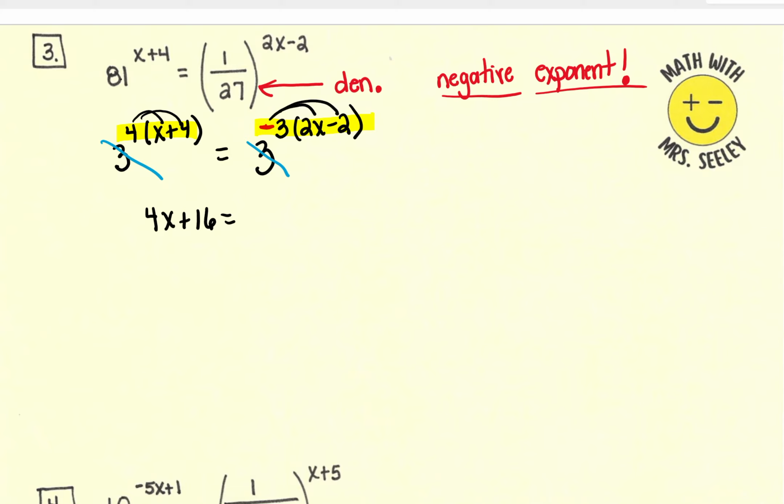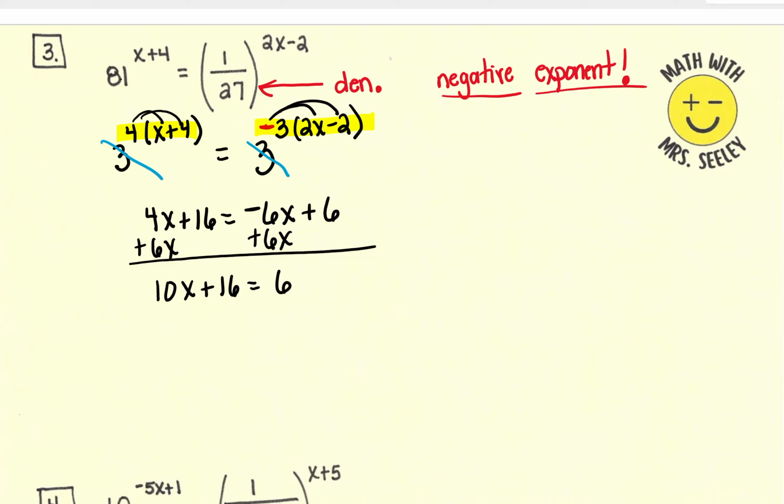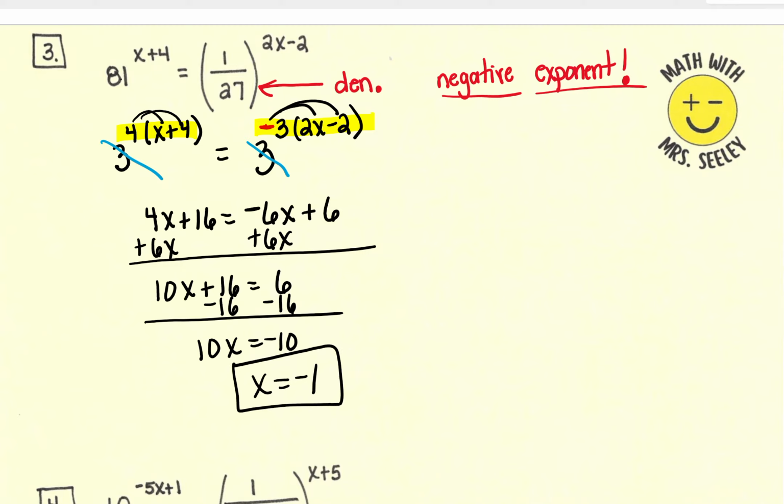Here that negative is going to come through, so that's negative 6x plus 6. Solving your equation, I'm going to add the 6x over here, and that gives me 10x plus 16 is equal to 6. Subtract your 16 over. 10x equals negative 10, and x is negative 1.